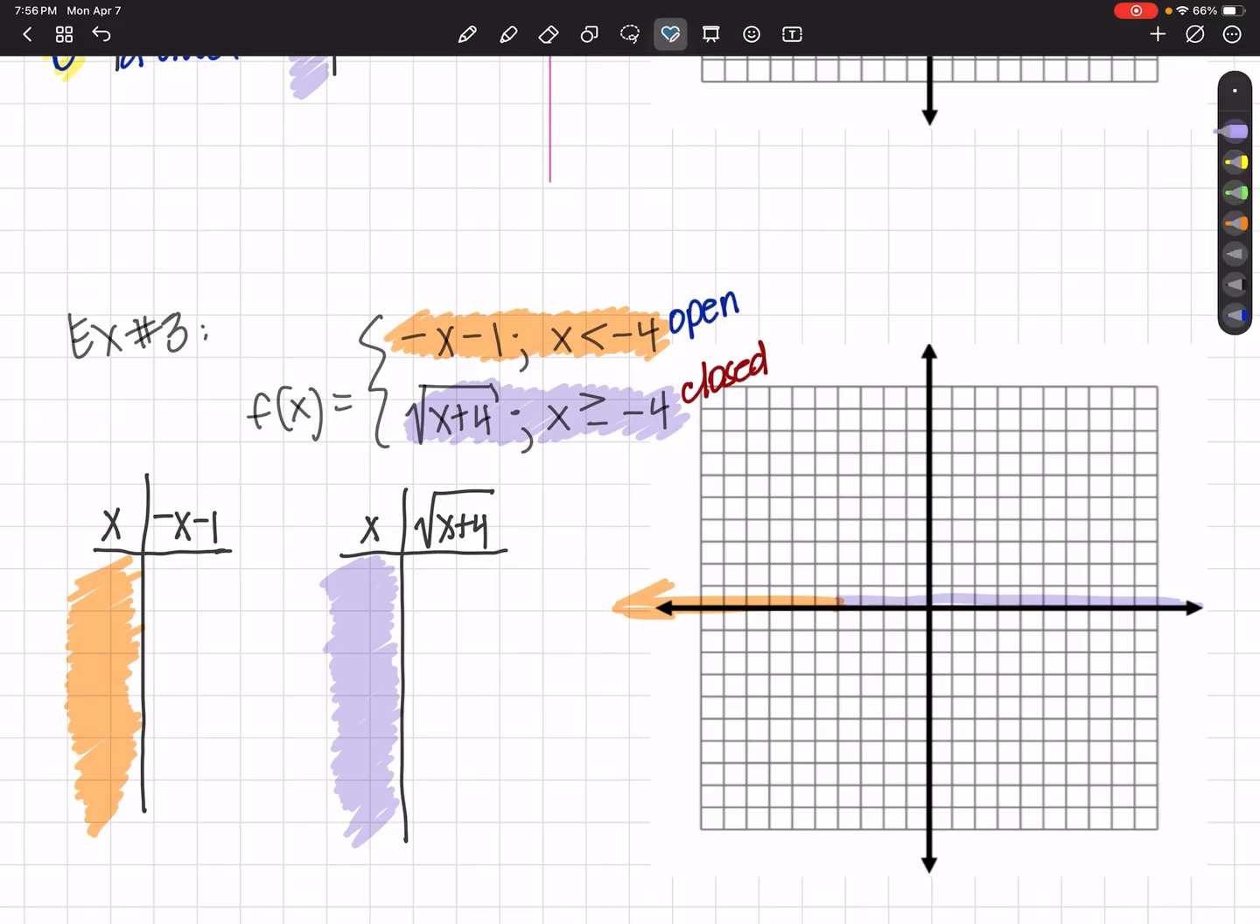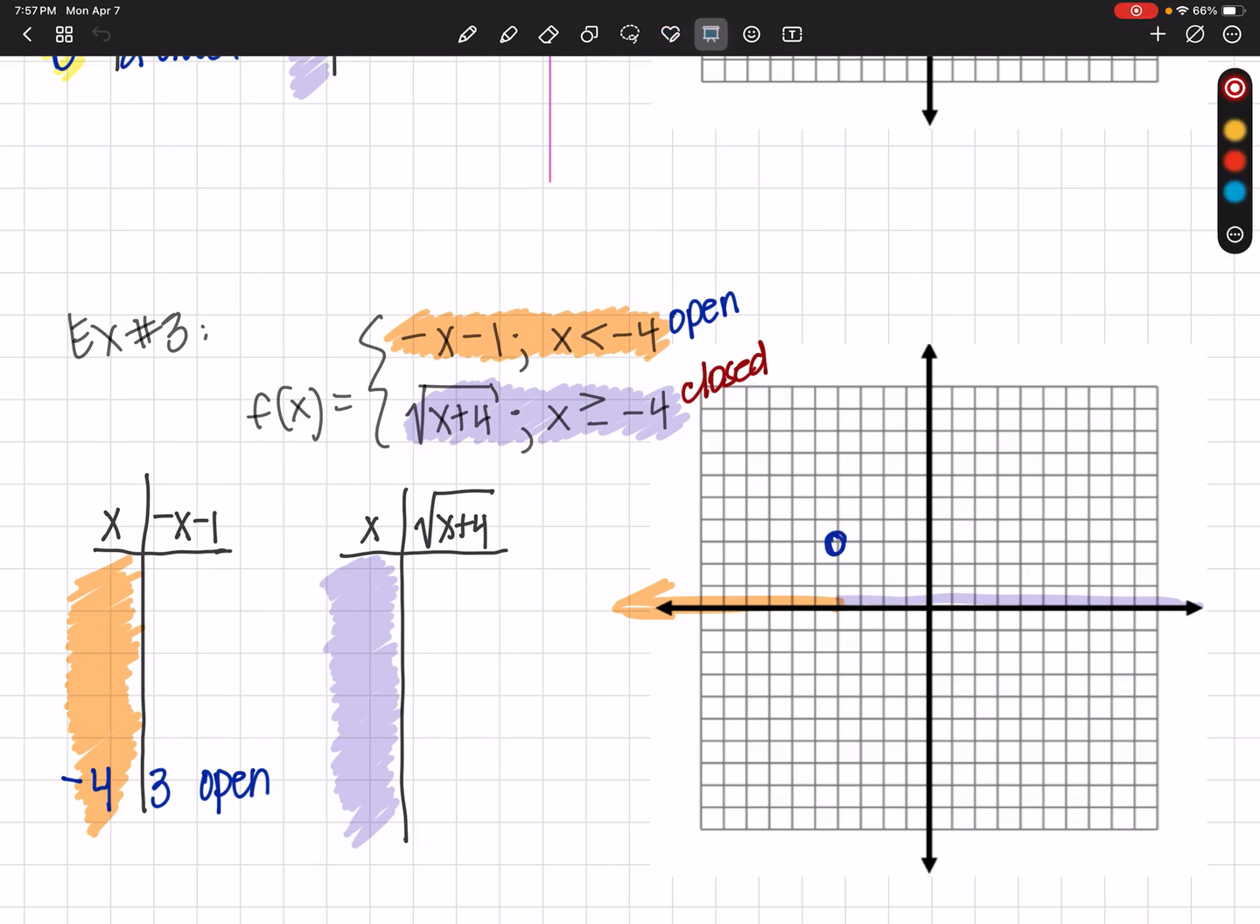So I'm going to start with negative 4 right here. When I put a negative 4 in, I'm going to get an open circle. When we put a negative 4 in, the opposite of negative 4 is 4. 4 minus 1 is 3. So negative 4, positive 3. And that is an open circle.